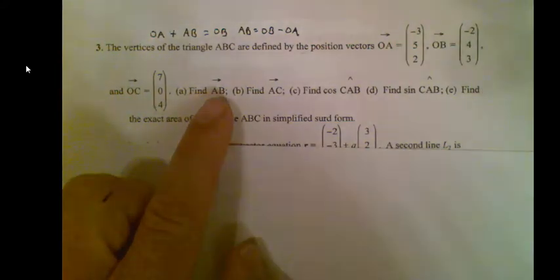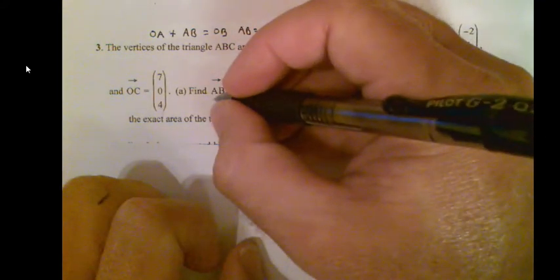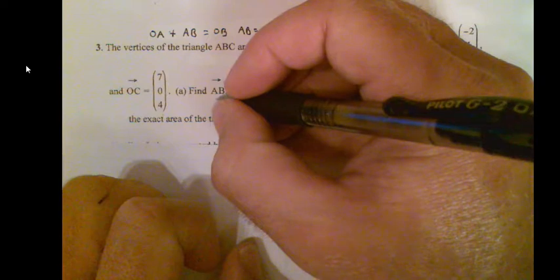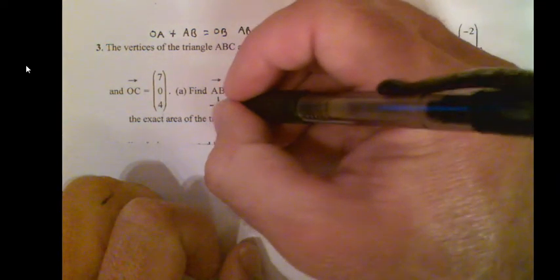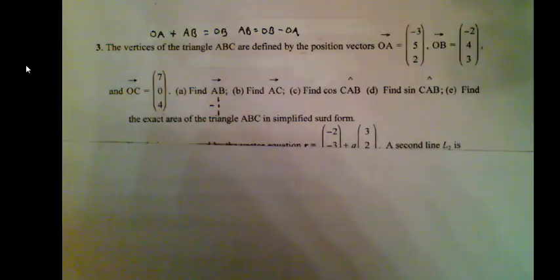And so just doing some subtraction, you got your -2 minus -3, which is like saying -2 plus 3. You got your 4 minus 5, which is -1. And you got your 3 minus 2, which is 1. So there we got vector AB.